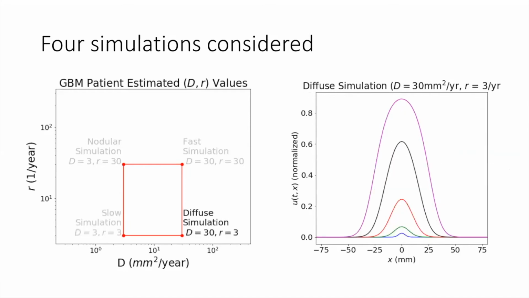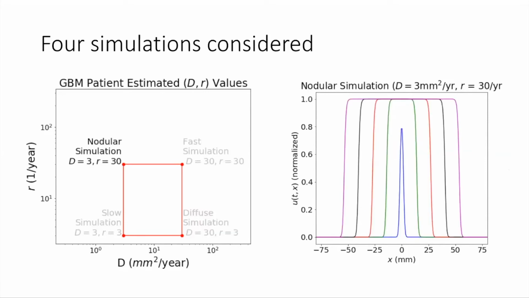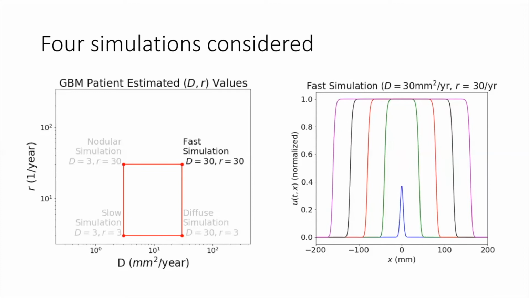And then moving rightwards, we can arrive at what we'll call a diffuse simulation with a larger rate of diffusion. And we see that this population at these parameter values will spread out much further than the slow simulation. And then moving to the top left corner, we have what we will call the nodular simulation, which migrates at a similar speed into the wound area. It invades at a similar speed as the diffuse simulation, but it maintains a much sharper front. And lastly, we'll have a fast simulation, which also maintains a very sharp profile, but moves at a much faster rate than the previous populations.